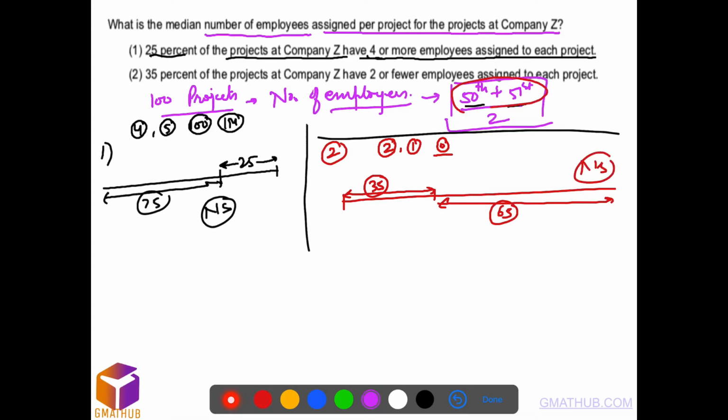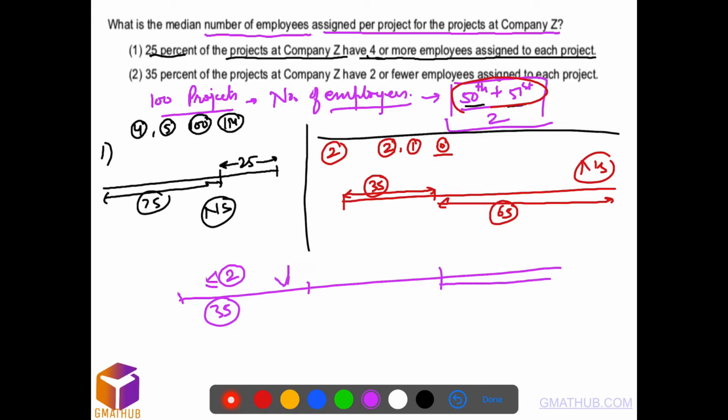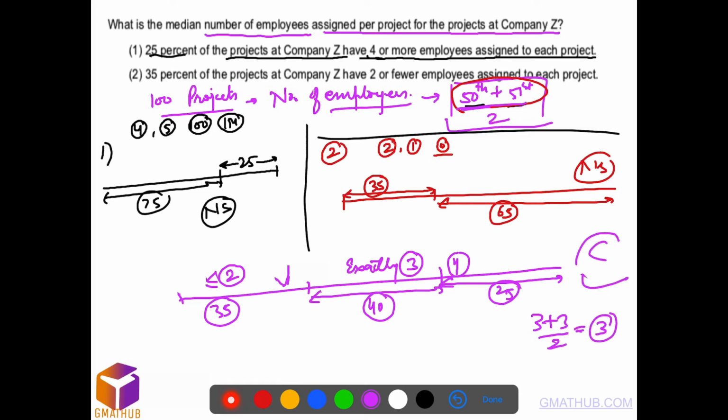Combine the two. The first 35 have a maximum of 2, less than or equal to 2. So if something has 2 employees, it will be part of this group. In the last 25 projects, if some project has 4 employees, it will be part of this. What is between, the middle 40? Exactly 3. So those projects will have exactly 3 employees each. So the 50th and 51st will be part of this. Those two terms would be 3, and the median would be 3. C is your answer.